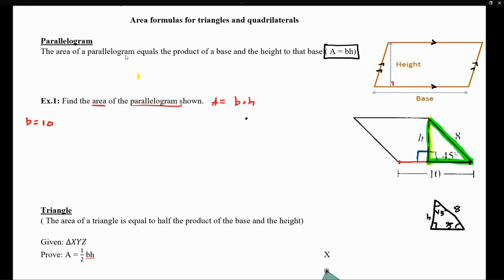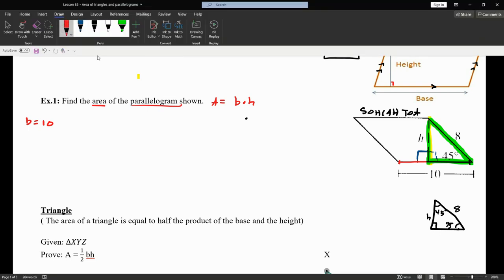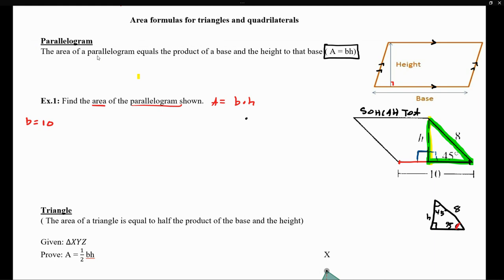I'm just going to be using SOHCAHTOA. So recall that we have those ratios of sine, cosine, and tangent. And I notice that if I make 45 my reference angle, then h is my opposite, and 8 is my hypotenuse. So now I have a right triangle, I want the opposite, and I have the hypotenuse.